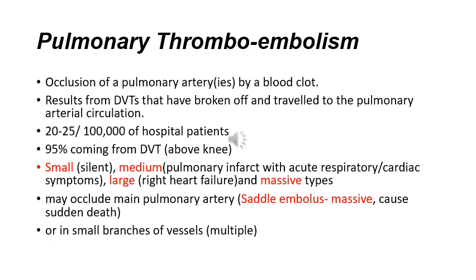leading to death. It may occlude the main pulmonary artery. It's called a saddle embolus, a large or massive embolus occluding the main pulmonary artery. It causes sudden death. Or it can occur in small branches of vessels in multiple forms, as multiple emboli.